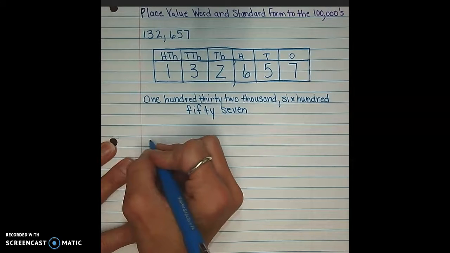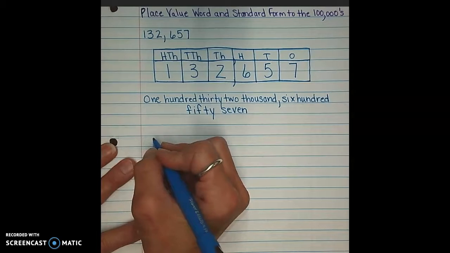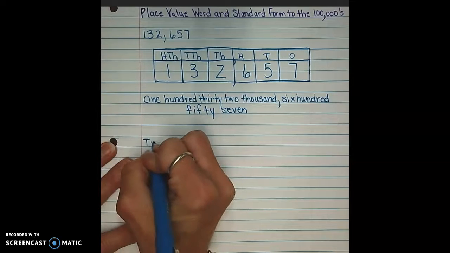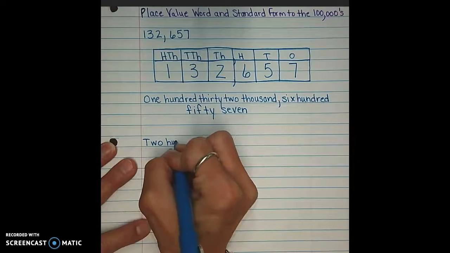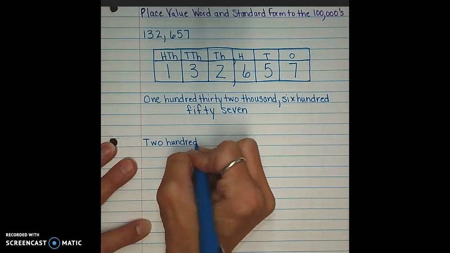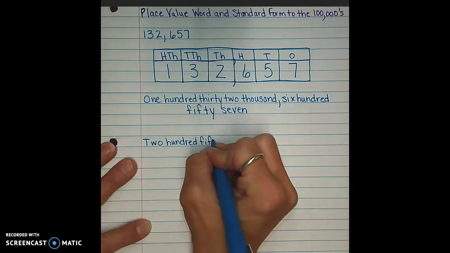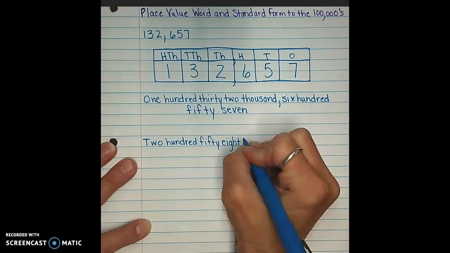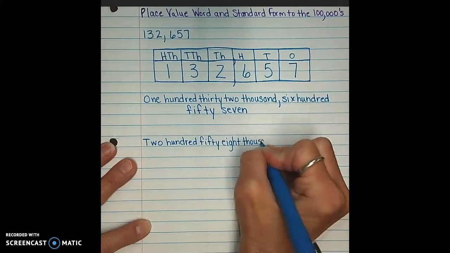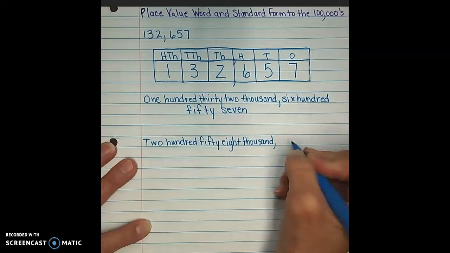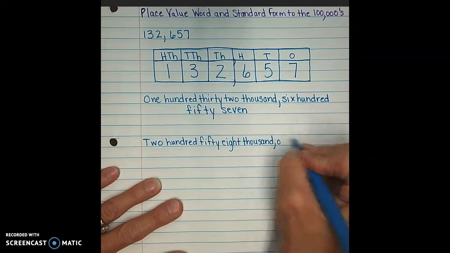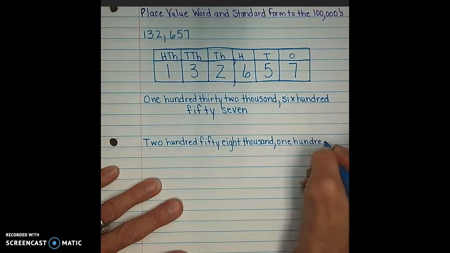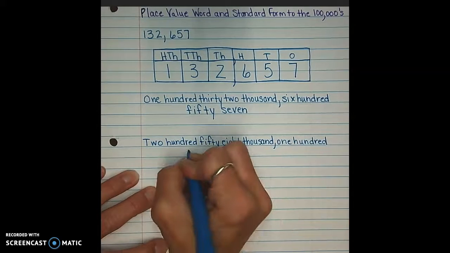This number we're going to write in word first and then change it to standard. So my number is 258,000. And I have my comma. 143.